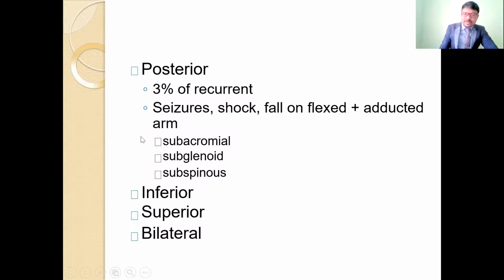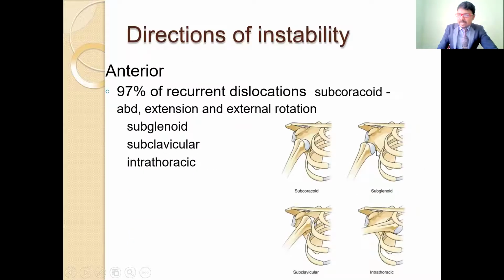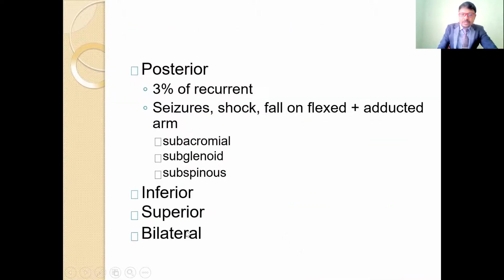The displacement may be subacromial, subglenoid, and also subspinous. These are on the posterior side. Subacromial is below the acromion level, and subglenoid is below the glenoid fossa, same as the subglenoid but on the posterior side. Next one is subspinous. The scapula has a spinous process, so below the spinous process is called subspinous. So the displacement is named according to the place of the displacement of the head of the humerus.